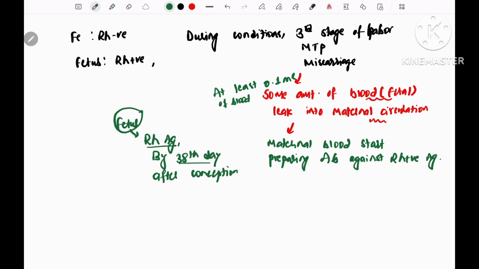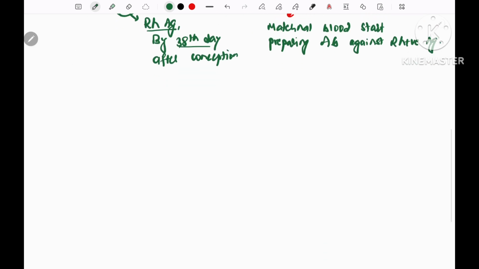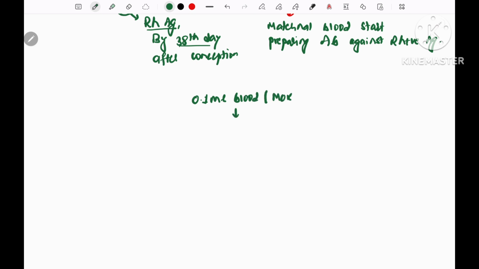Now I have told you that the antibody is formed in the maternal circulation. So let's write that point: if 0.1 ml of blood or more is leaked into the maternal circulation, then antibody develops.